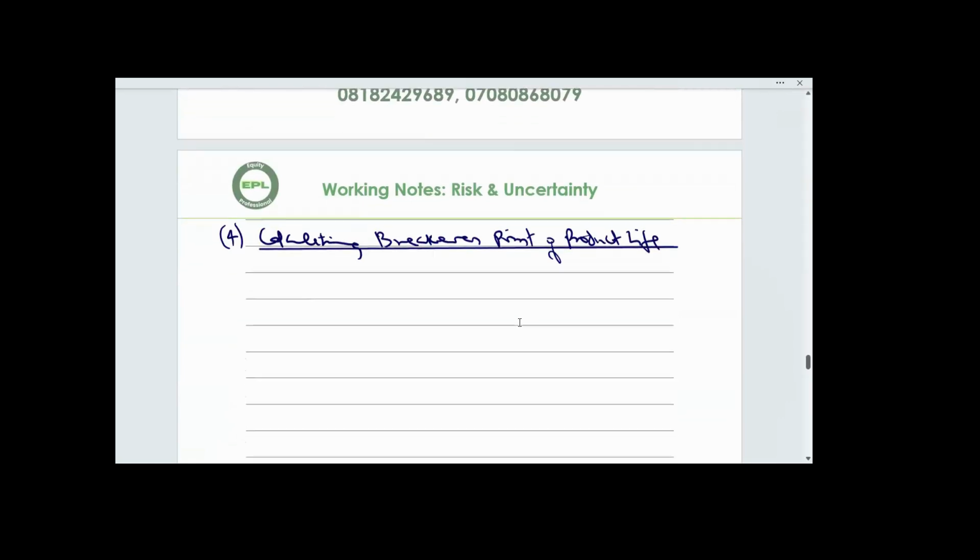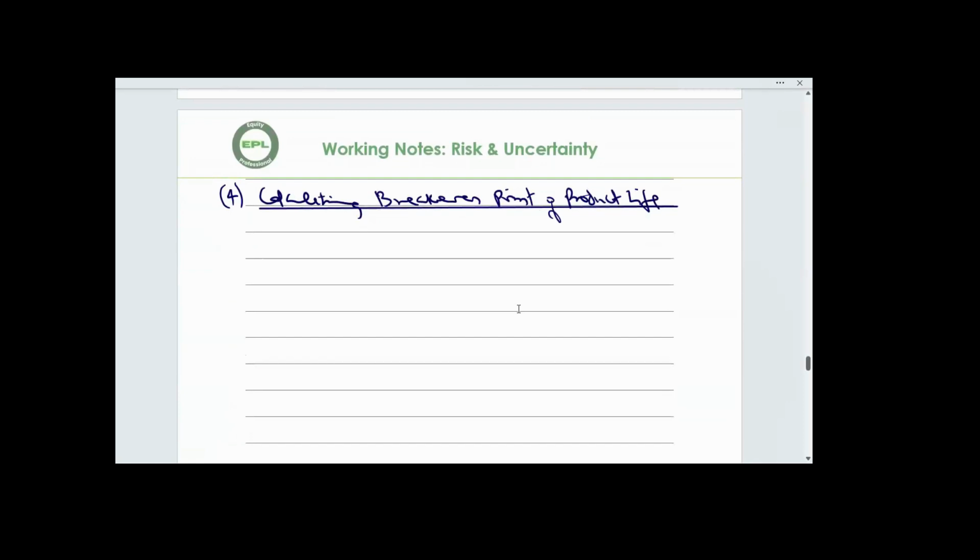There are 3 procedures you are expected to carry out whenever you want to calculate the break-even point of product life. The first procedure is to reduce the life of the project by 1. The life of this project is 10 years minus 1, 9 years. Step 2, calculate the NPV of the reduced life. Step 3, calculate the break-even point of product life. So we have reduced the life of the project by 1. Therefore, we calculate NPV for 9 years.